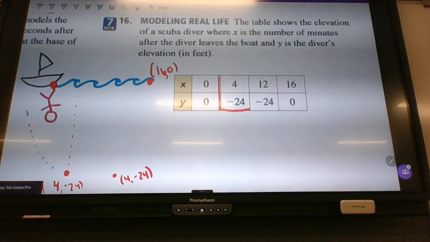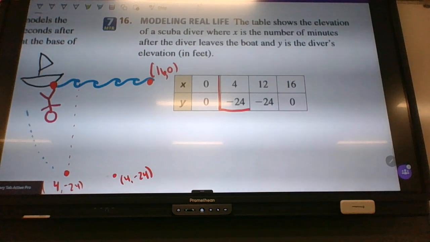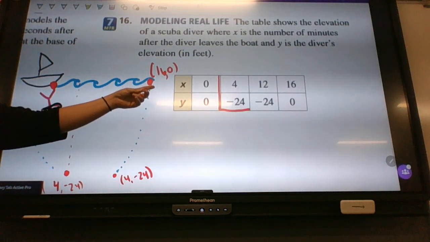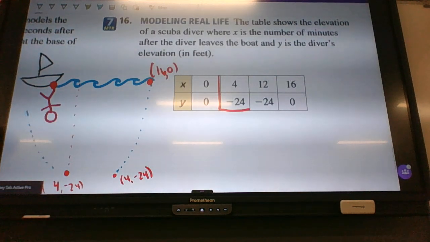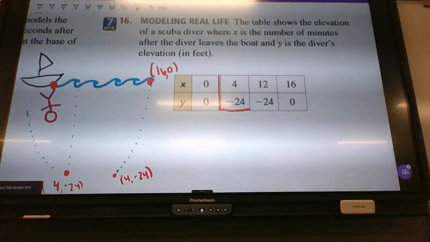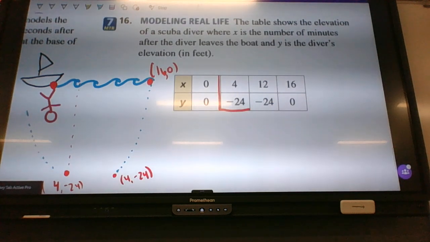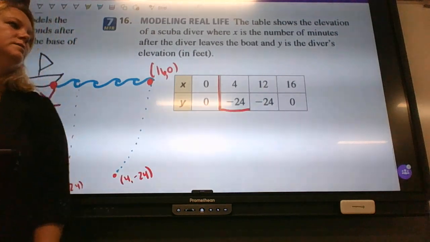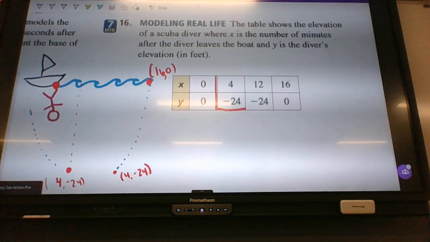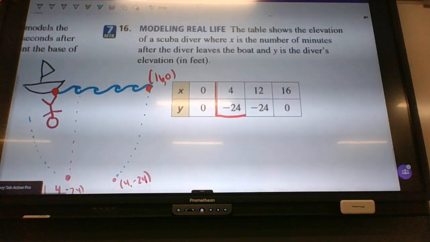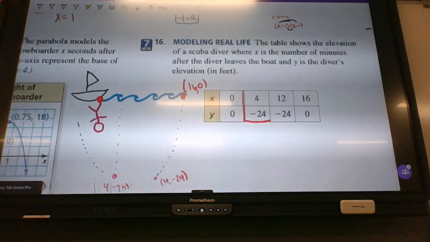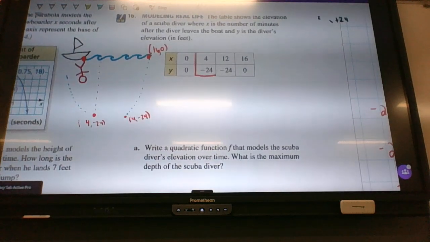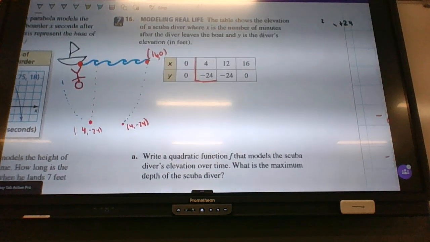Okay, and then they hit this, but problems don't go flat. And then finally they come back up 16 feet from the boat. So when you see a table and you're applying it to a word problem, get a whole visual, do a whole sketch. It doesn't have to be a fancy graph, but understand what you're looking at. This is a negative elevation and then coming back up 16 feet out. What does it say we have to do? The table shows, yeah, no kidding. Is there a question? Oh, there it is, letter A. Write a quadratic function that models the scuba diver's elevation over time.